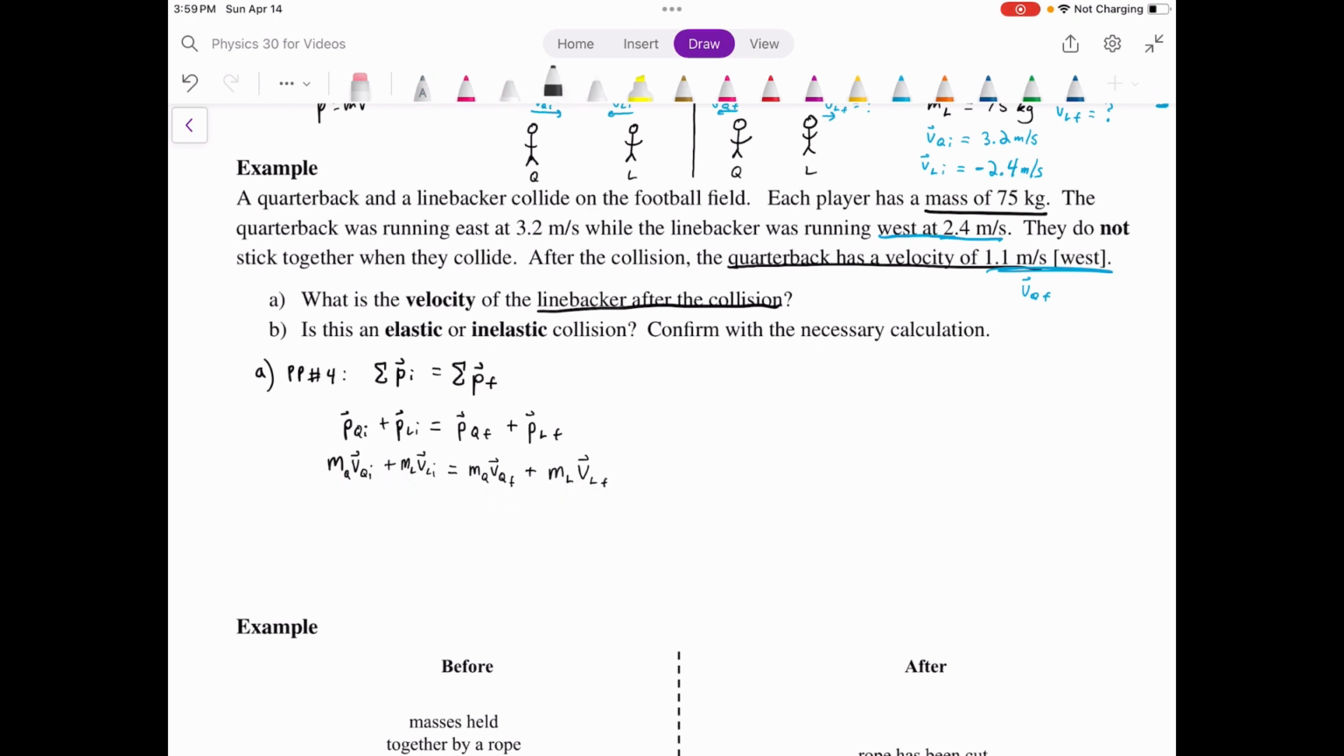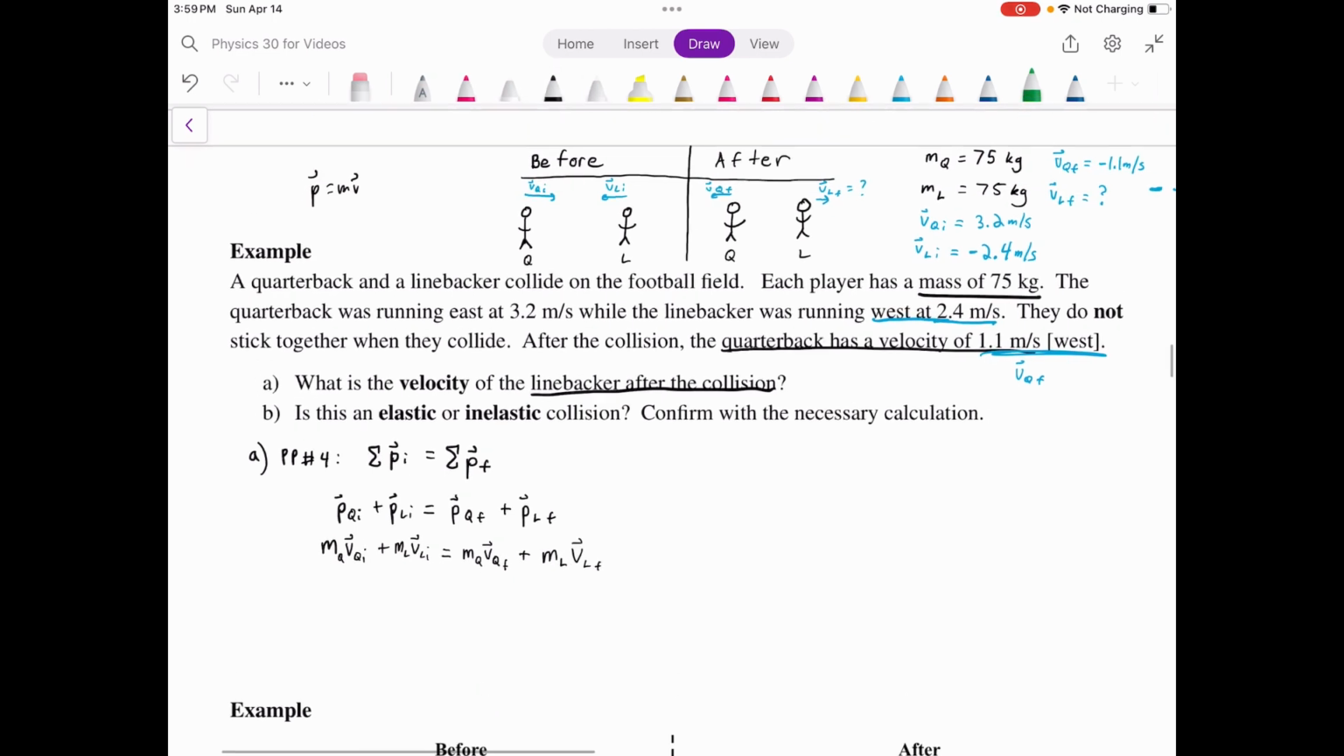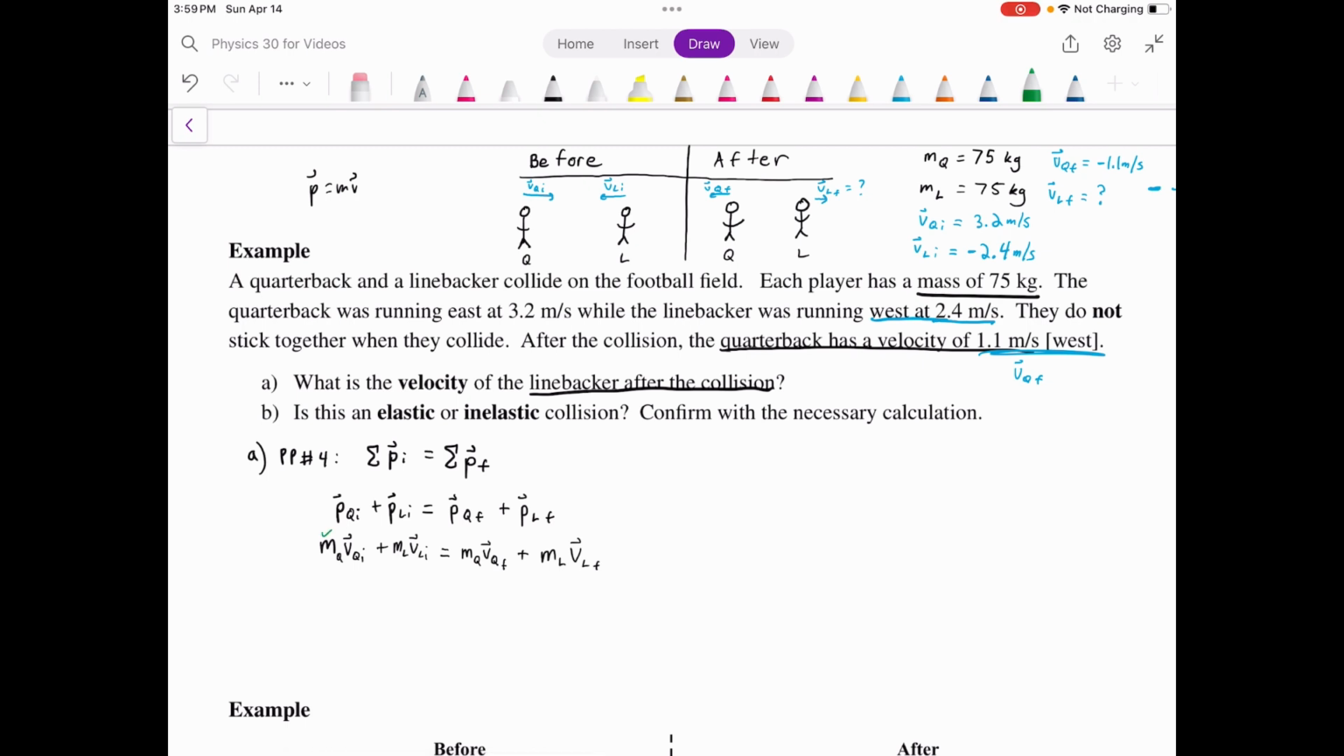And look at this. If we go through this equation, what do we know? We know the mass of the quarterback. We know the mass of the linebacker. We know the quarterback's initial velocity and the linebacker's initial velocity, right? We know the quarterback's final velocity, so the only thing we don't know in this equation is the linebacker's final velocity. If the only thing we don't know is one thing, we can solve it with this equation, right?